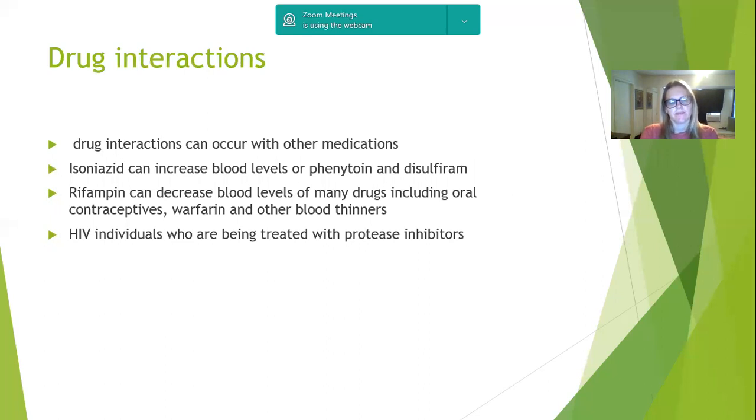Drug interactions. Drug interactions can occur with other medications. The drugs I'm talking about are the drugs that are given when someone has TB disease. Isoniazid can increase blood levels of phenytoin and disulfiram. Rifampin can decrease blood levels of many drugs, including oral contraceptives, warfarin, and other blood thinners. Also, HIV individuals who are being treated with protease inhibitors can have possible drug interactions.